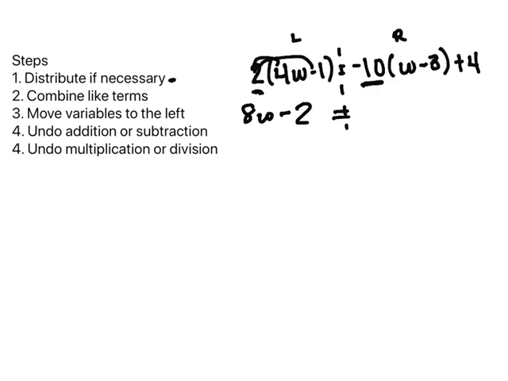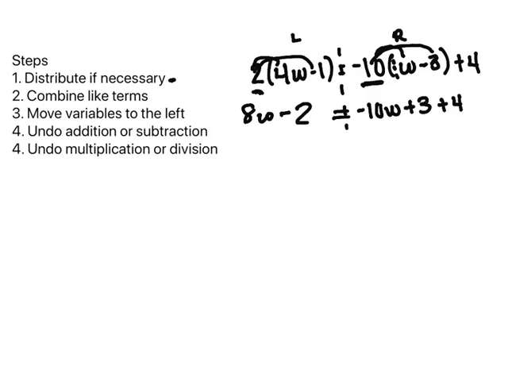Now, because the w, there's no number in front of it, I put an imaginary 1. Negative 10 times 1 is negative 10w. Negative 10 times negative 3 is positive 3. Now, because the plus 4 is not inside the parentheses, I do not distribute to it. I just bring it down. So there we have it.